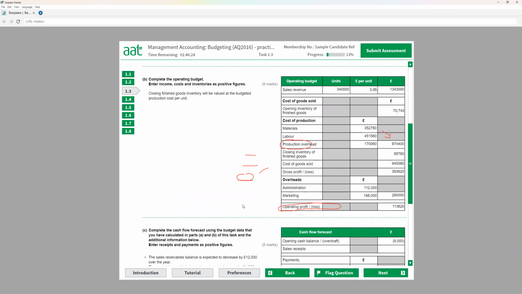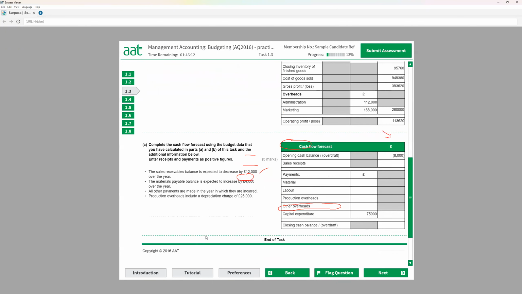Now we have 1,343,000, and the question said it will be decreased by 12,000. Now remember, if it is decreased by 12,000, does that mean we'll receive less cash, or does it mean we'll receive more cash? So it means we'll receive more cash.